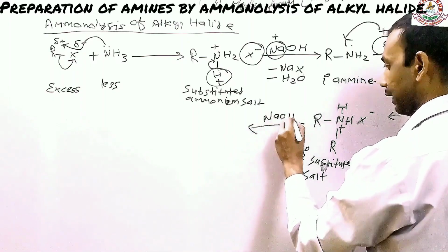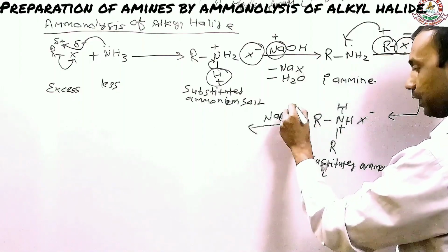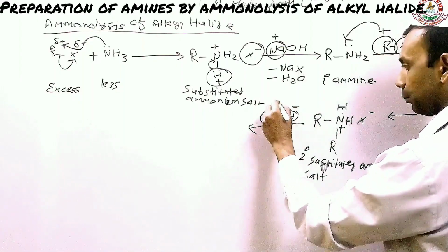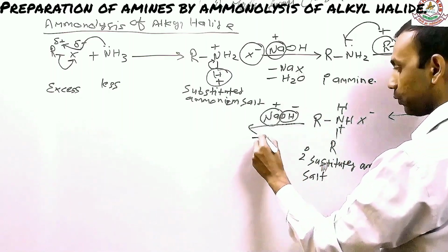If it reacts with NaOH, as you know, OH will come out as a negative radical and sodium will come out as a positive. So this Na will react with X. So what will happen here?